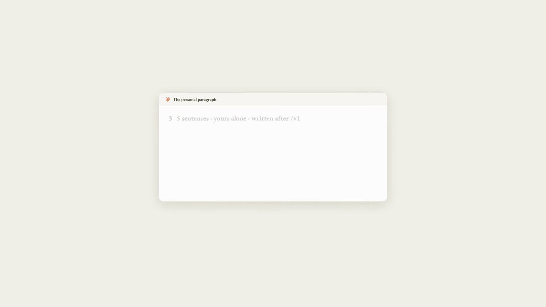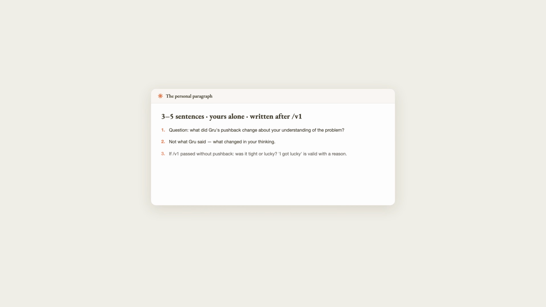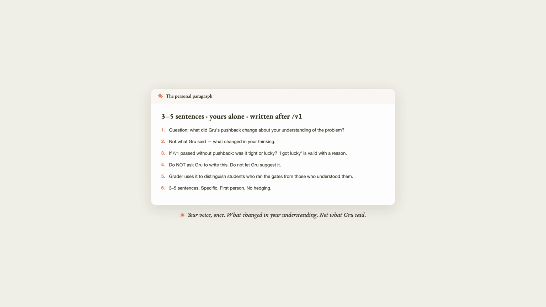The personal paragraph is 3 to 5 sentences, written after /V1 before /V2. It belongs to you, GRU does not write it, and you do not ask GRU to write it. The question it answers: what did GRU's pushback change about how you understood the problem? Not what GRU said, what changed in your understanding as a result. If GRU accepted your first /V1 formulation without pushback, your paragraph must address that too. Was the formulation genuinely tight, or did you get lucky? "I got lucky" is a valid answer if you can say why. This is the only place in the SDD where your voice appears. The grader uses it to distinguish students who ran the gates from students who understood what the gates were doing. 3 to 5 sentences, specific, first person, no hedging.